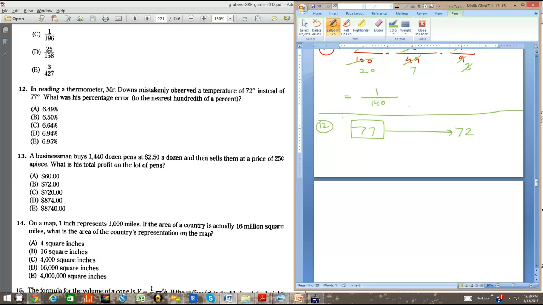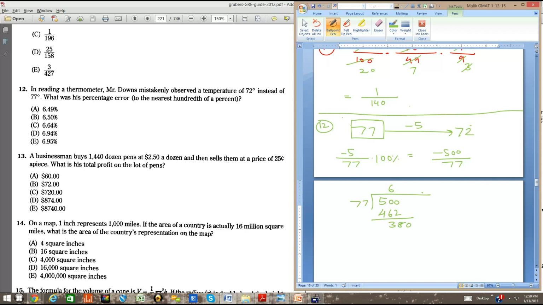So the change is -5. Yeah, you're gonna have a negative. So you've got 72 minus 77, which is -5 over 77. Yep. And then you just divide it. Okay? So how do you get that into a percentage? You take -5 divided by 77. 77 goes in 6 times. So you multiply 6 times that. That's 462.